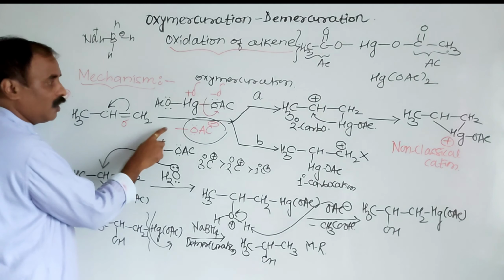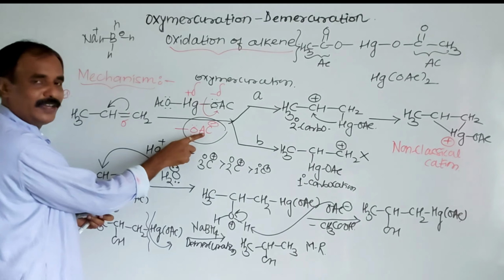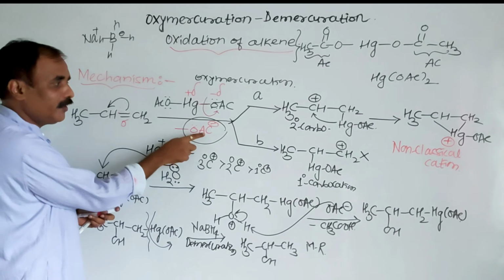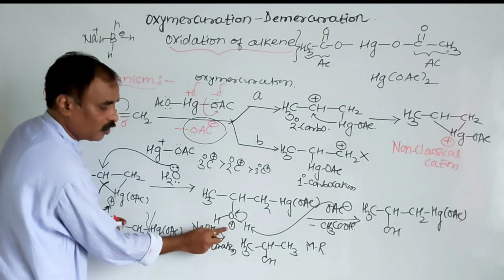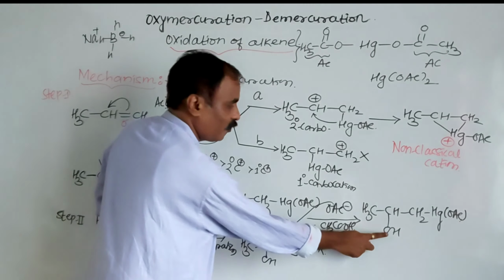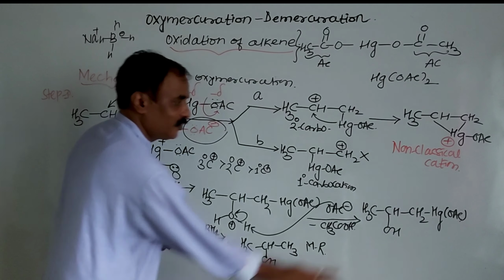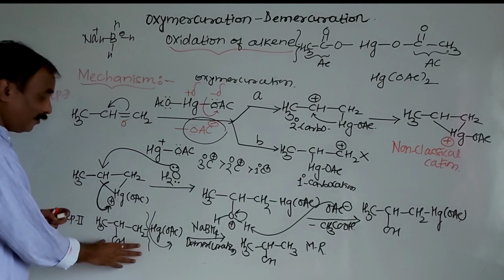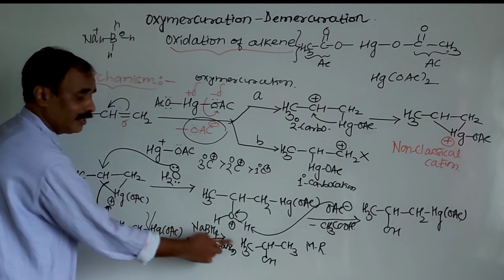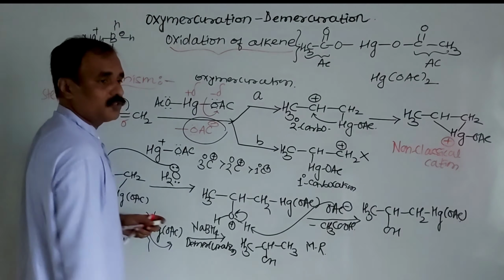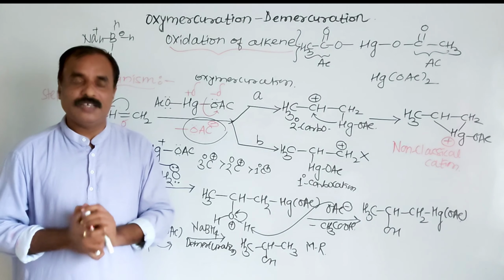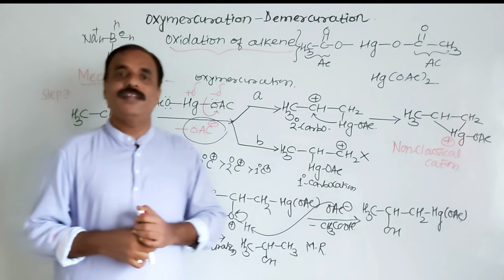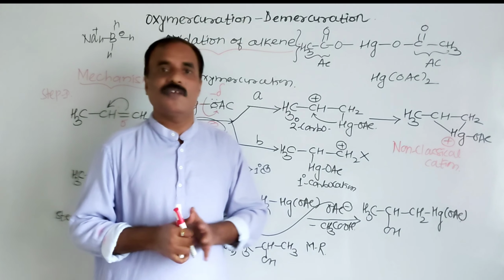So in this step, removal of OAc minus, so this acetate ion will abstract one proton here, breaking up this bond and shifting of electrons like this. So here the positive charge is neutralized and here formation of OH, acetic acid is released. This is the intermediate. So reaction of this intermediate with what? Sodium borohydride, it gives isopropyl alcohol. So this is the mechanism of what? Oxymercuration and demercuration.